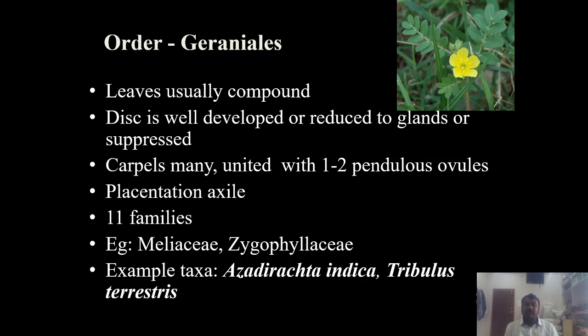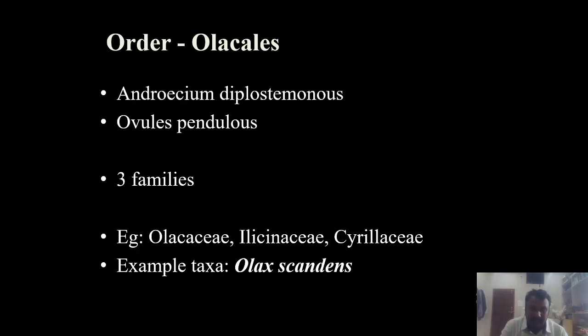11 families were recognized in Geraniales. One of the examples, Meliaceae and Zygophyllaceae. Example for these, Azadirachta indica and Tribulus terrestris. Order Volacales. Androecium are diplostaminous. Ovules are pendulous.